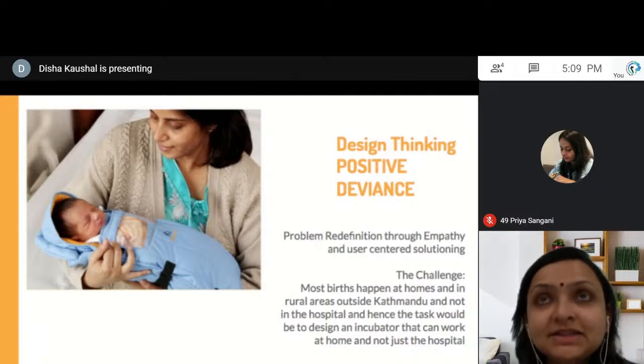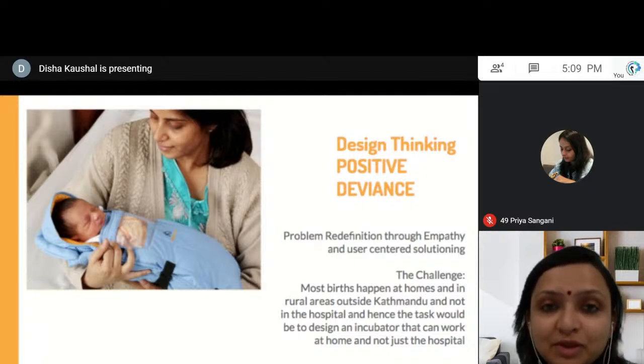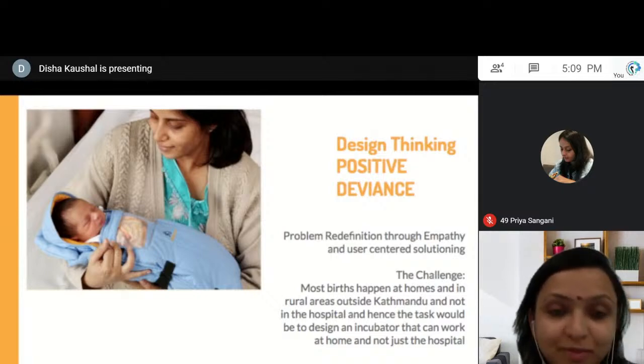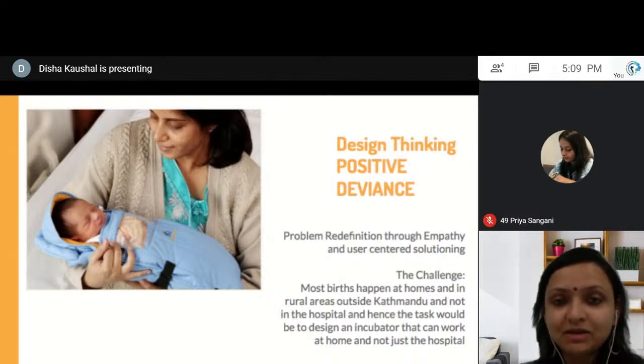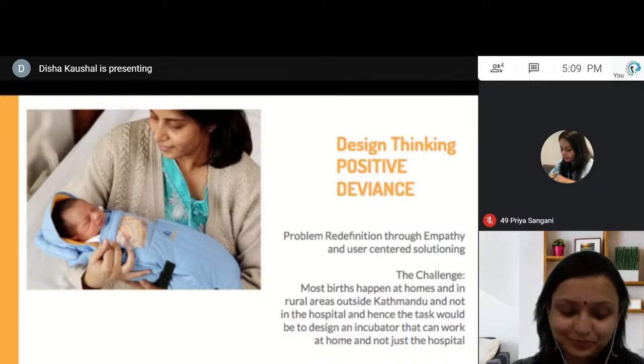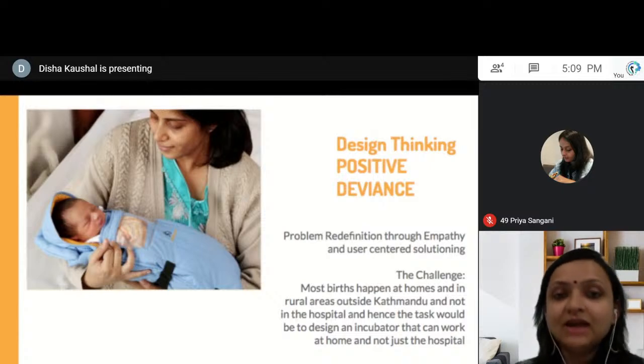Hence these students came up with a prototype similar to a baby blanket, like how you would wrap a baby in a swaddle or a blanket, the way a mother holds a child in her hands. Like that they designed an incubator, and they named it Embrace.